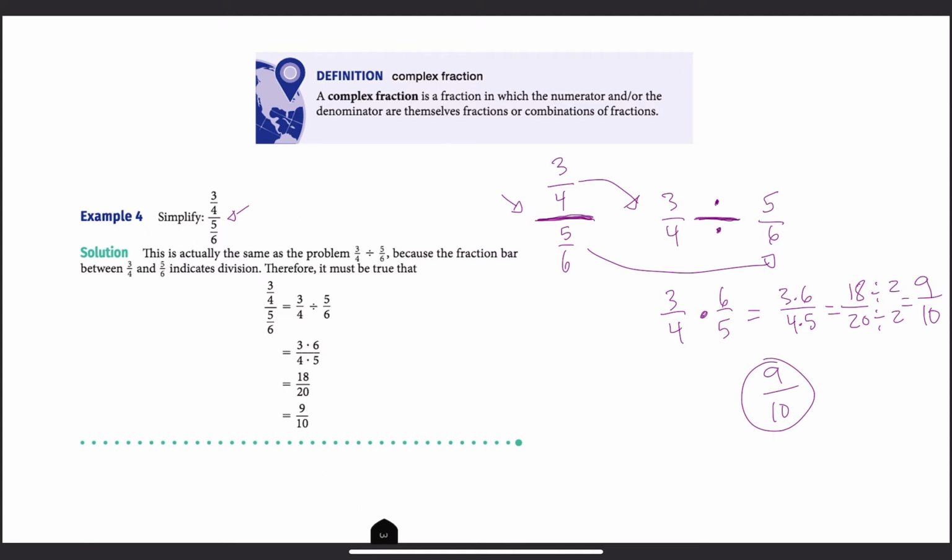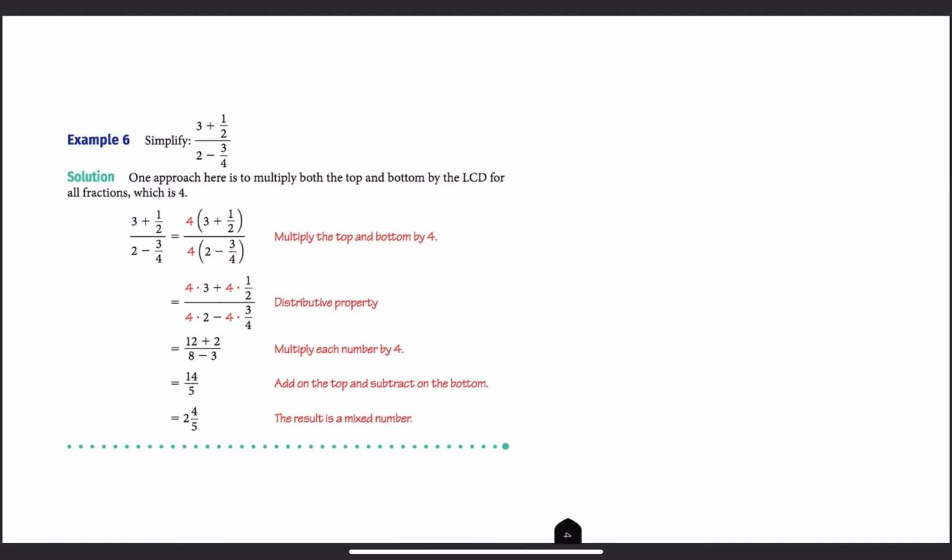So when I'm faced with a complex fraction, I simply want to write it as division, where the big fraction bar in the middle is the division symbol, and then recognize that division of fractions is really related to multiplication by the reciprocal. Sometimes we have a complex fraction and we have to do some work inside of it before we can do that. So here's an example: 3 plus 1/2 over 2 minus 3/4.